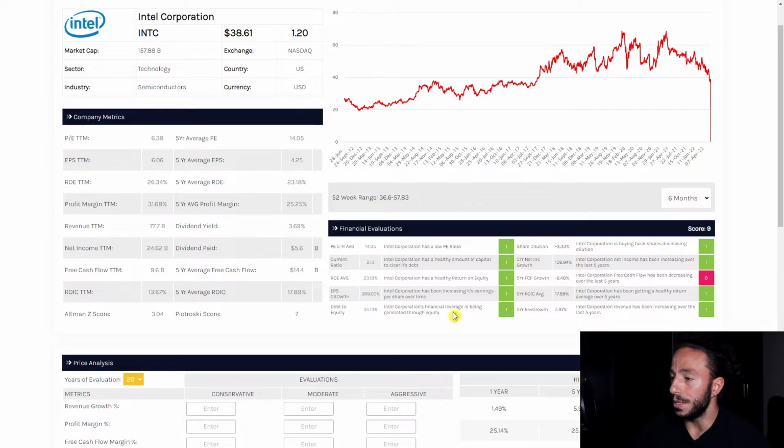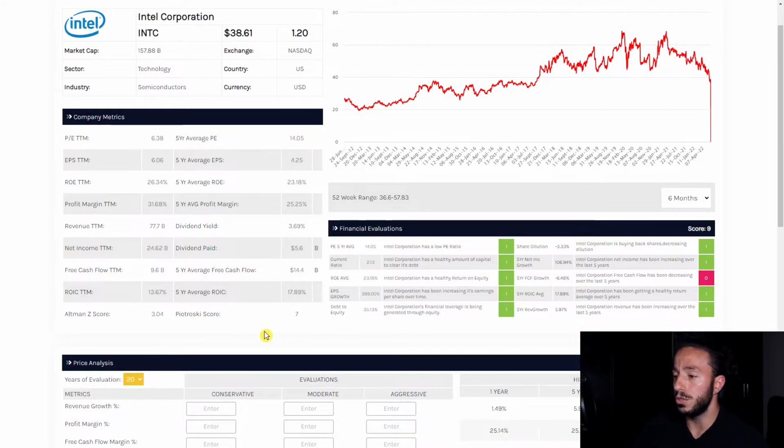Our return on invested capital average is sitting at 17.89% for our 5-year average, and our trailing 12 months is sitting at 13.67%. These are phenomenal numbers. We want to see this over 10%, and we have that easily with Intel. They know how to make a great return on their money. They know how to run their books efficiently. I'm a fan of this company.